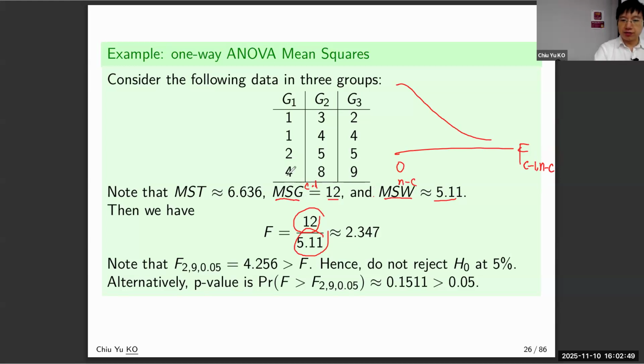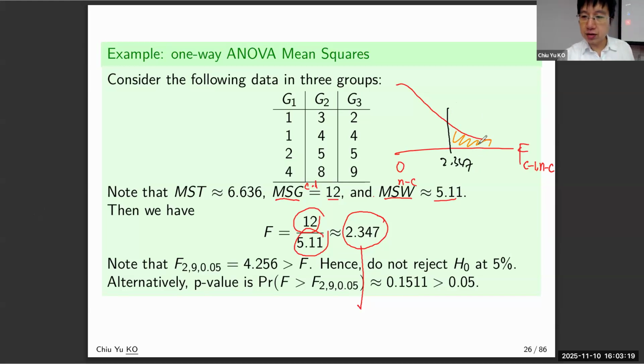So how can we check this? The question is, we have this 2.347. So what is this value? If this value is less than 5%, then we're done. We reject, and we will say the mean is different. Otherwise, we don't.